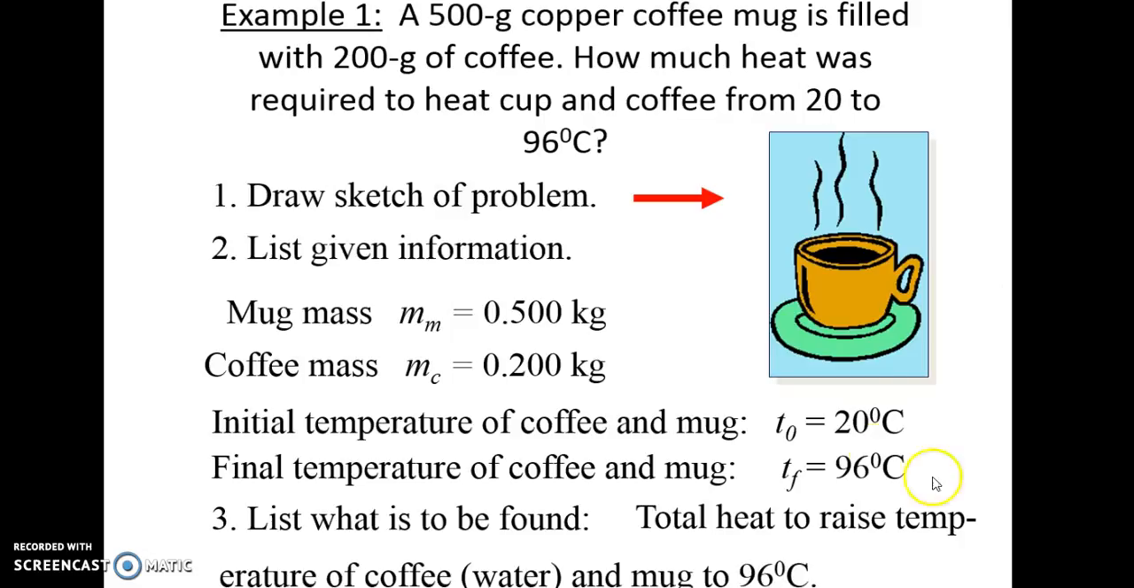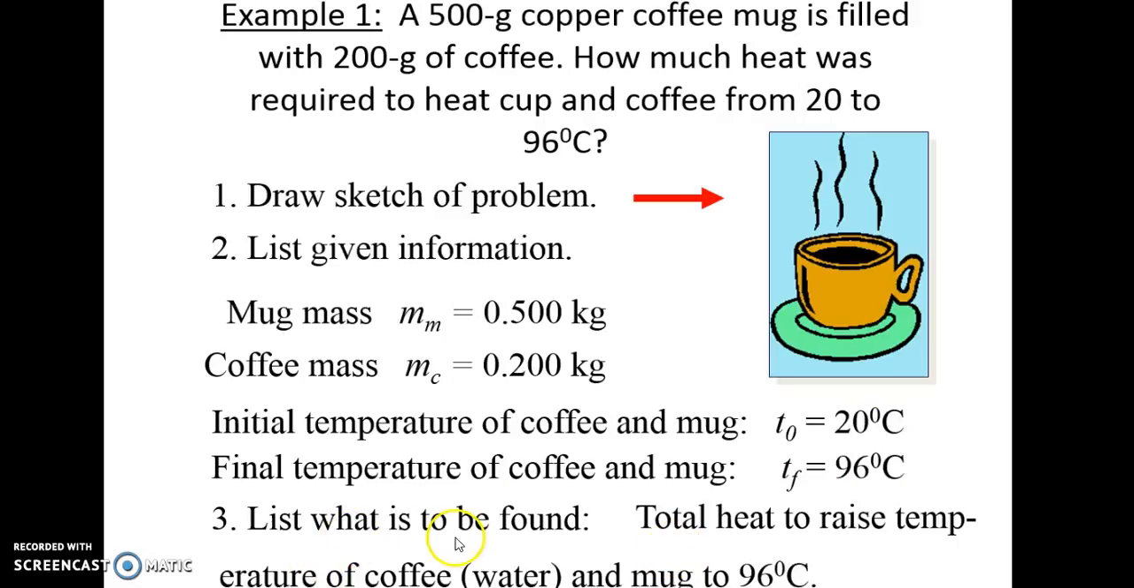So draw the sketch of the problem, our lovely copper cup. I don't really know who's going to drink from a copper coffee mug, which is kind of nasty. But anyway, list the given information. Our mug mass is 0.5 kilograms. Our coffee mass is 0.2 kilograms. Our initial temperature is 20 degrees centigrade, and the final temperature is 96 degrees centigrade.